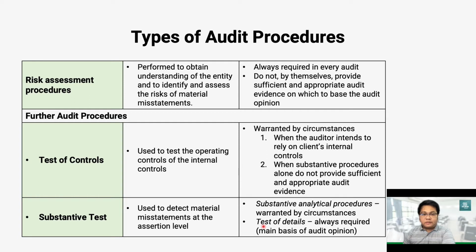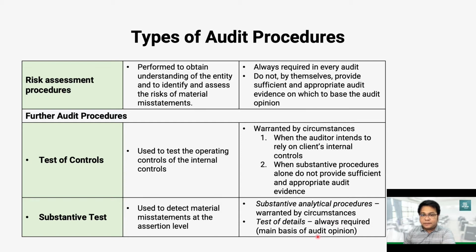There are two types of substantive test procedures. Number one, the substantive analytical procedures. Substantive analytical procedures are less reliable in nature compared to their counterpart, tests of details. That is why the performance of substantive analytical procedures is also warranted by circumstances. We normally perform substantive analytical procedures when there is lower risk of material misstatement. But if there is high risk of material misstatement, we normally don't rely on substantive analytical procedures, but rather on tests of details.